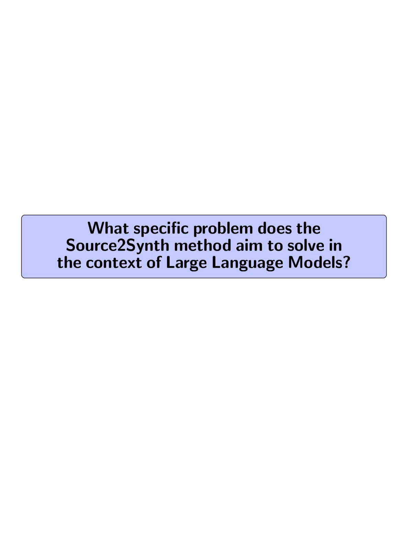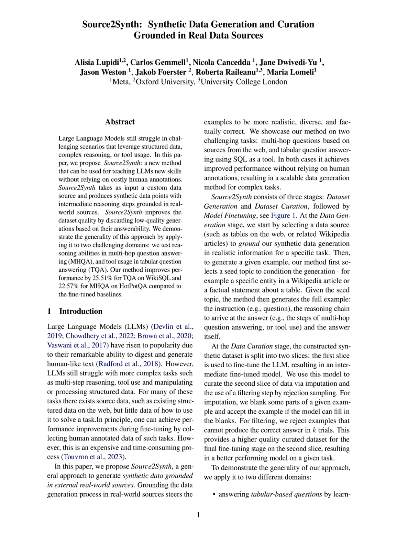What specific problem does the Source2Synth method aim to solve in the context of large language models? The Source2Synth method aims to address the limitations of large language models, LLMs, in performing complex tasks that require multi-step reasoning, tool use, and the manipulation of structured data.